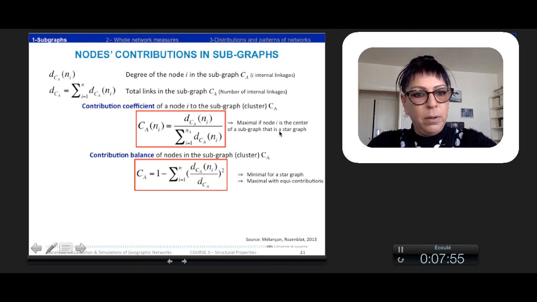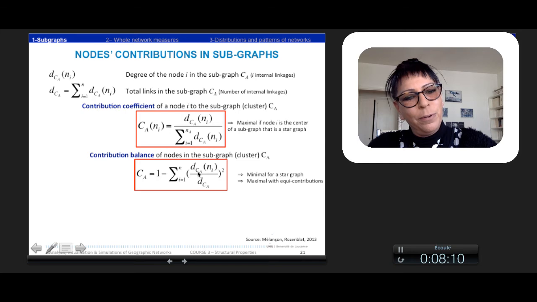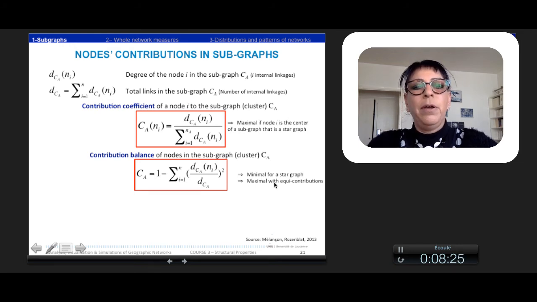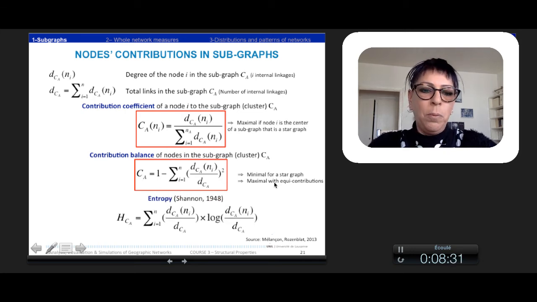Also, we can calculate the contribution balance of all the nodes of the subgraph or cluster CA. So taking into account all the degrees of the nodes of the subgraph divided by the total degree of the subgraph. And also, this value is minimal for a star graph and maximal for the equi-contribution of the nodes in the subgraph. We can also compare to the entropy form of this kind of index.